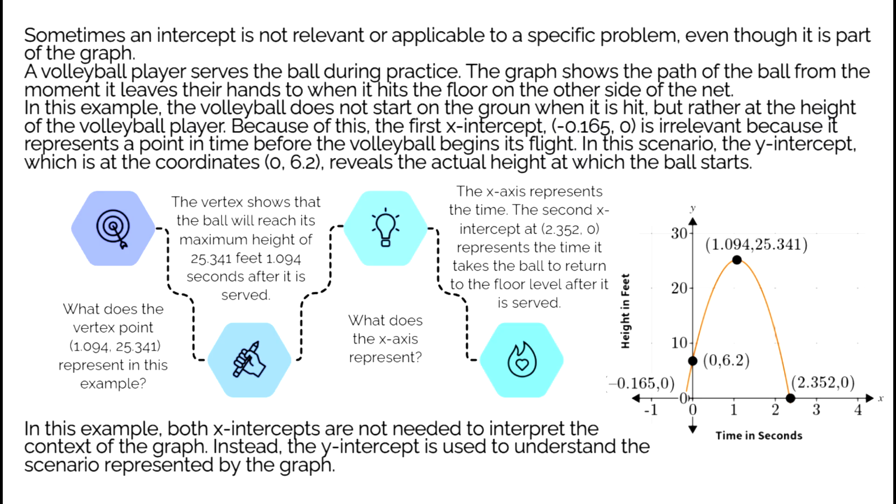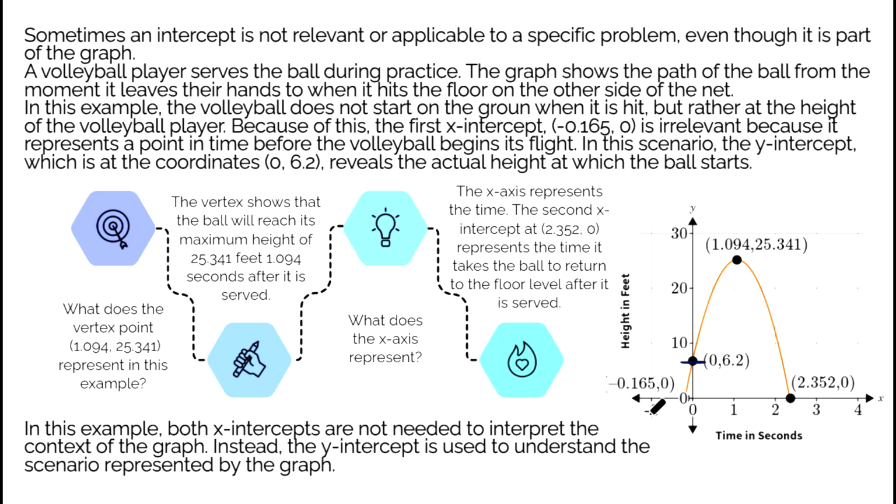Sometimes an intercept is not relevant or applicable to a specific problem, even though it is part of the graph. So in this case, a volleyball player serves the ball during practice. The graph shows the path of the ball from the moment it leaves their hands to when it hits the floor on the other side of the net. In this example, the volleyball does not start on the ground when it is hit, but rather at the height of the volleyball player. It starts right here. This is a tall volleyball player. Because of this, the first x-intercept, negative 0.1650, is irrelevant because it represents a point in time before the volleyball begins its flight.